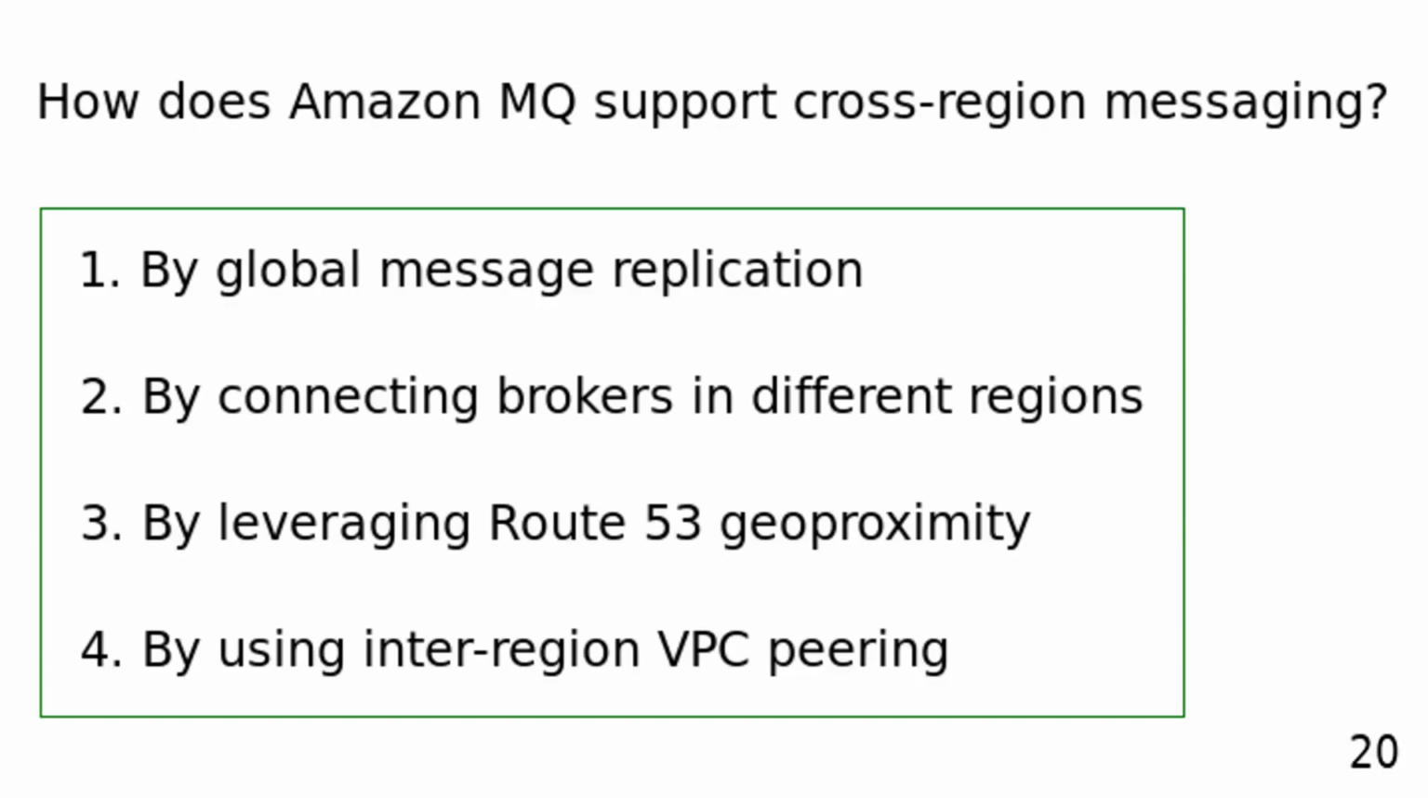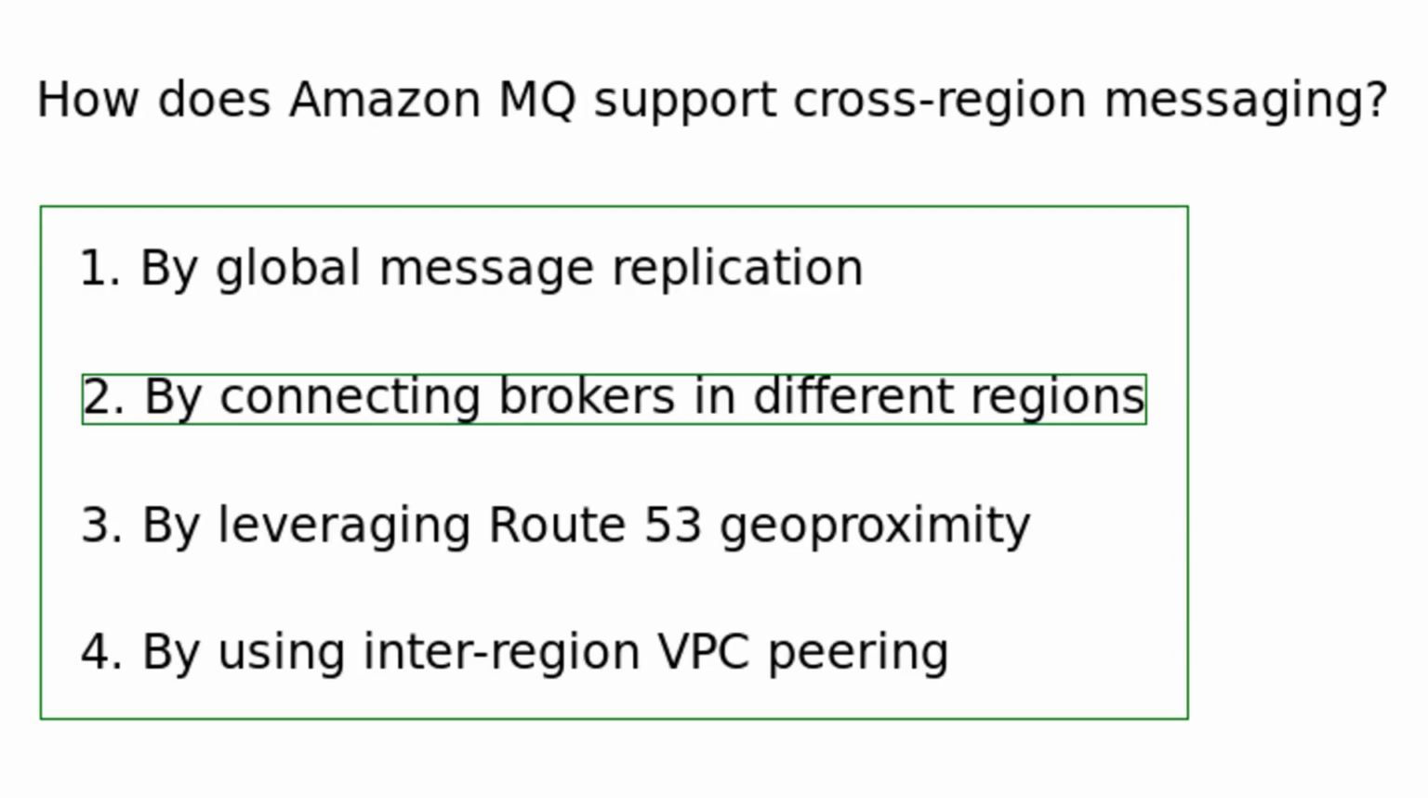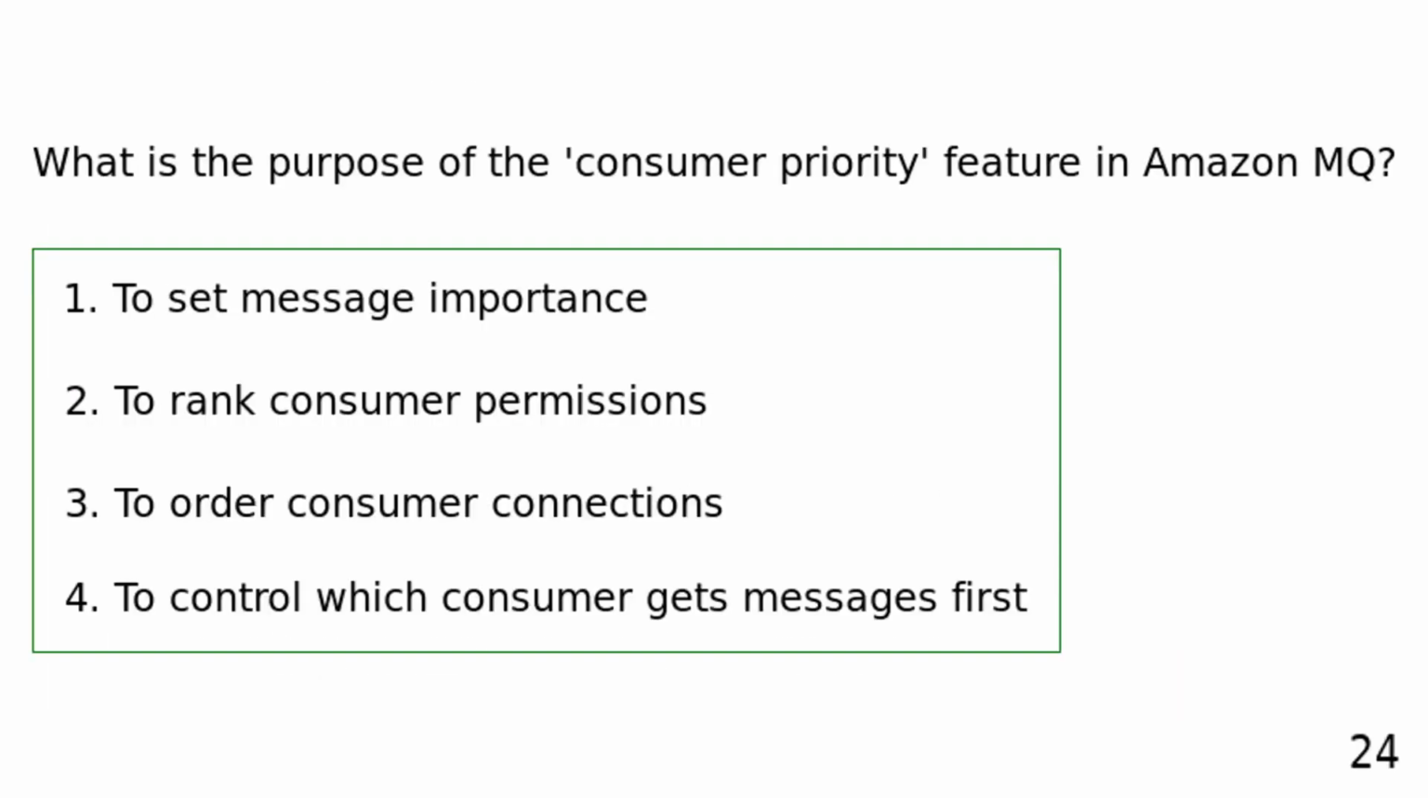How does Amazon MQ support cross-region messaging? By global message replication. By connecting brokers in different regions. By leveraging Route 53 geoproximity. By using inter-region VPC peering. You can set up cross-region messaging in Amazon MQ by securely connecting brokers in different AWS regions, enabling geographically distributed architectures.